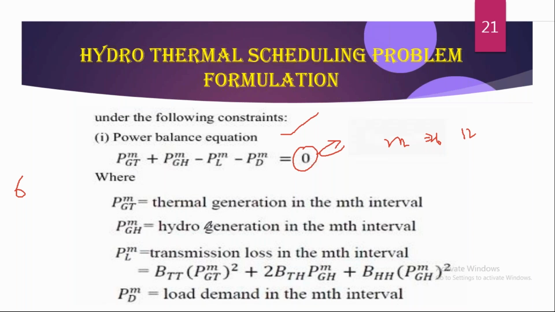So here in this equation the parameters are like this. So PGT of m is the thermal generation in the mth interval. Mth interval means 6 months. So here m is the number of months. Okay. And this is the hydro power plant. And PL, that is the transmission loss. So transmission loss completely depends on the B coefficients.